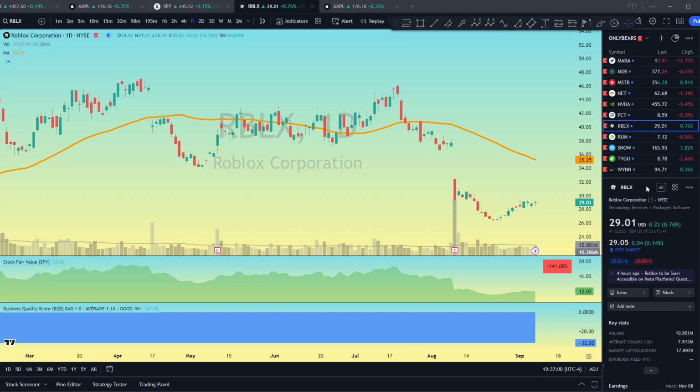And just to give you an example of how I use my indicators to find really great trades and investments, two I use a lot for my Only Bears strategy are stock fair value and business quality score. The difference about these indicators compared to other ones is they're fundamental indicators. They're not just looking at technicals, they're looking at a lot of things to do with the business, the balance sheet, forward earnings expectations, and other things like that.